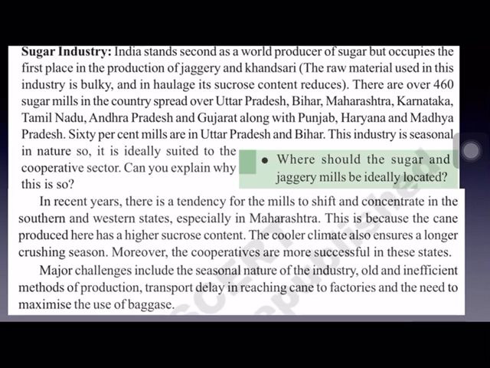There are over 460 sugar mills in the country, spread over UP, Bihar, Maharashtra, Karnataka, Tamil Nadu, Andhra Pradesh and Gujarat, along with Punjab, Haryana and Madhya Pradesh. And 60% of these mills are in UP and Bihar. Also, the sugar industry is seasonal in nature. That means for 6 months it is grown and for 6 months it is harvested. Because of its seasonal nature, it is ideally suited to the cooperative sector.